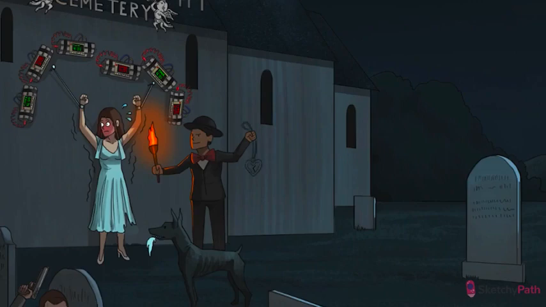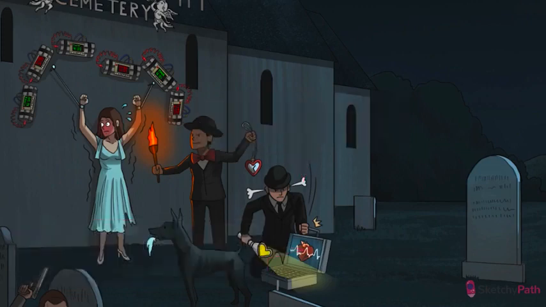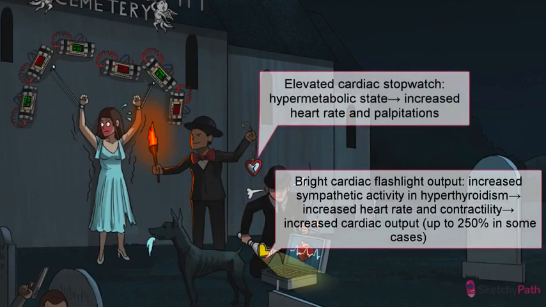Via direct action of thyroid hormone on cardiac myocytes, as well as enhanced sympathetic activity, patients with hyperthyroidism present with increased heart rate and contractility. In fact, cardiac output can increase by as much as 250%, as depicted by the generous output from that heart-shaped flashlight. Many patients experience tachycardia and palpitations at rest. Systolic hypertension is also common.